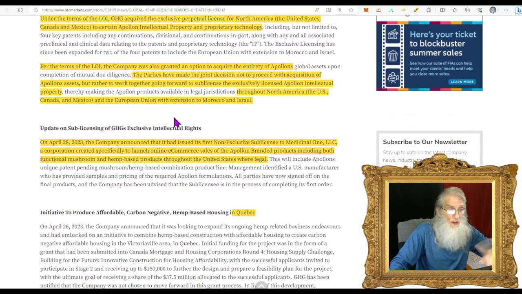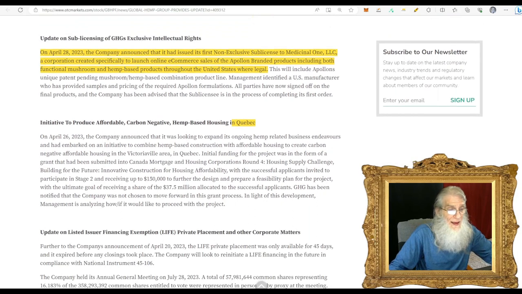However, per the terms of the LOI, the company was also granted the option to acquire the entire company if they chose to. However, they tell us here that the parties have made a joint decision not to proceed with the acquisition of Apollon's assets, but rather to work together going forward to sublicense the exclusively licensed Apollon intellectual property throughout North America. Then they give us another update.